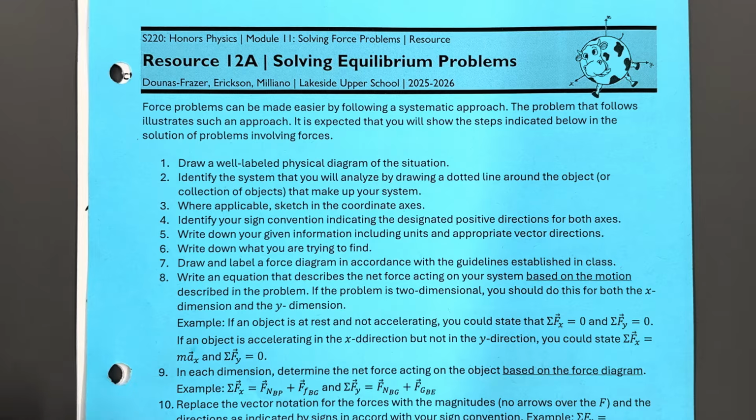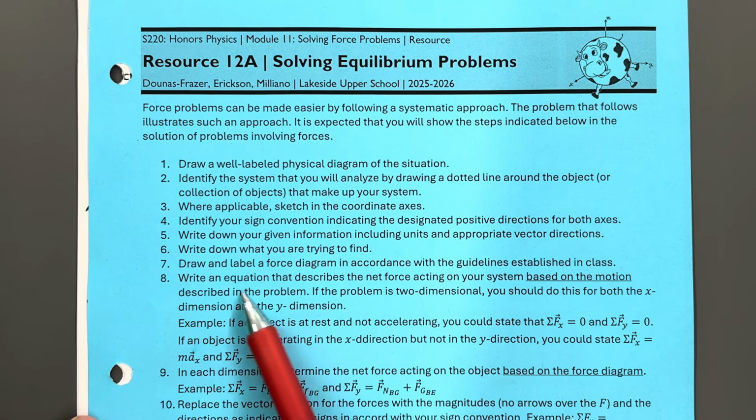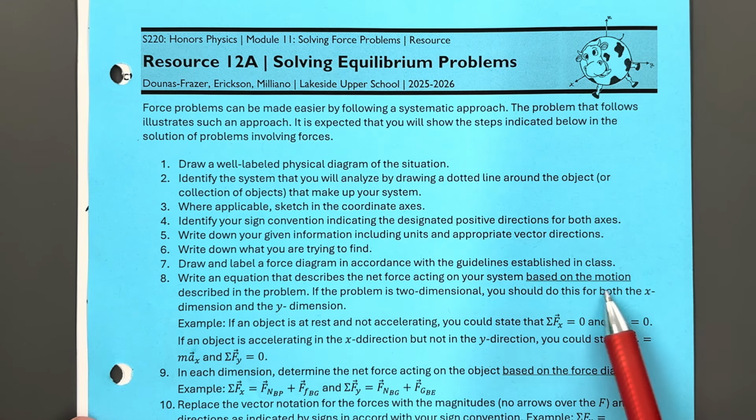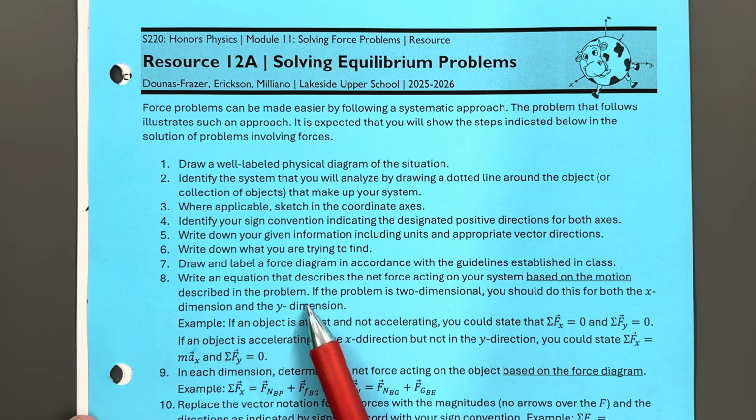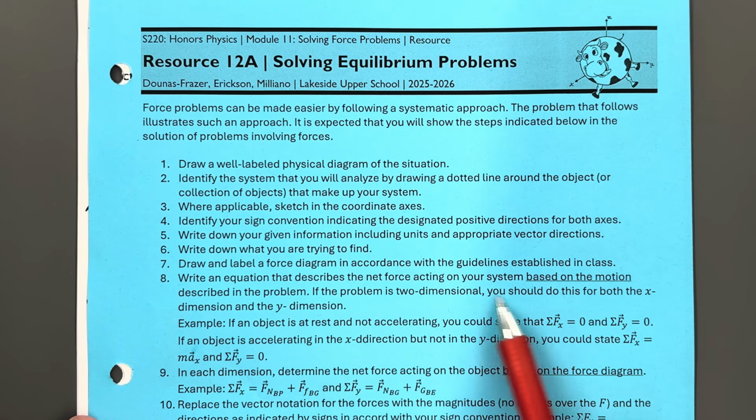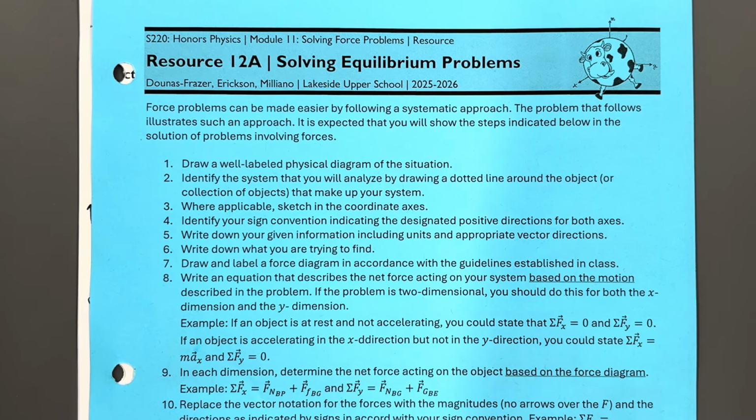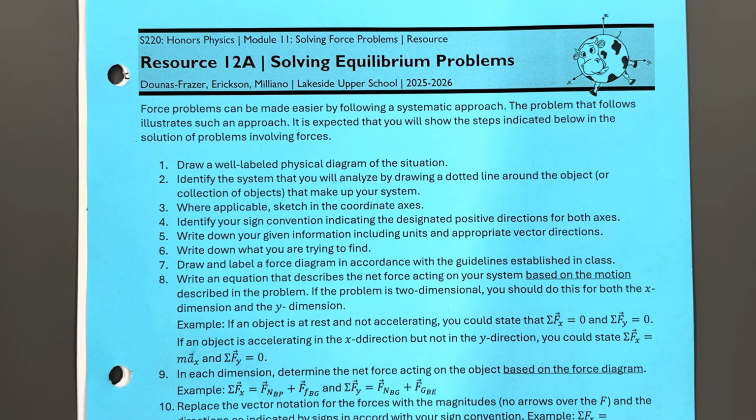What's next? We drew a force diagram. That's number 7. Number 8, write an equation that describes the net force acting on your system based on the motion described in the problem. If the problem is two-dimensional, you should do this for both the x dimension and the y dimension. That's an if. If you only have to worry about one direction, you only have to do this for one thing. But we have two things. So that's number 8, based on motion.